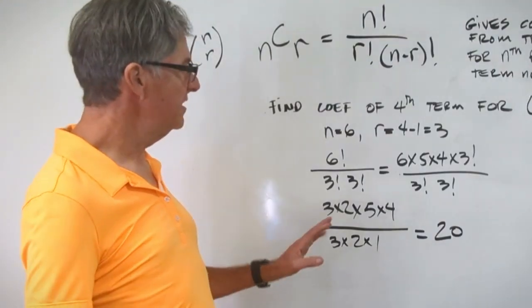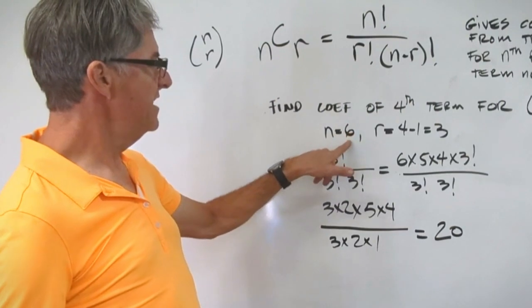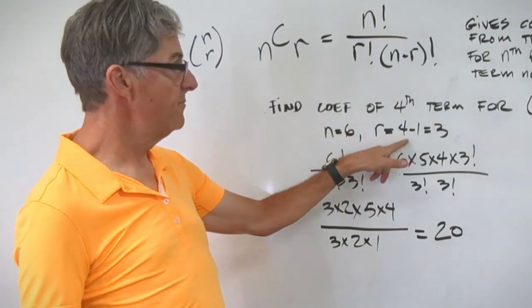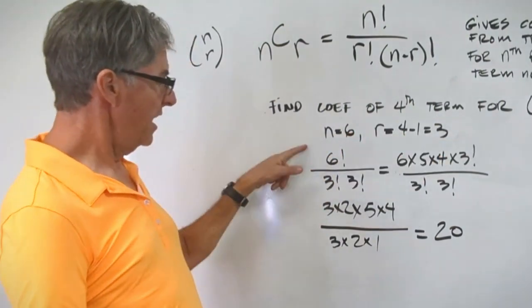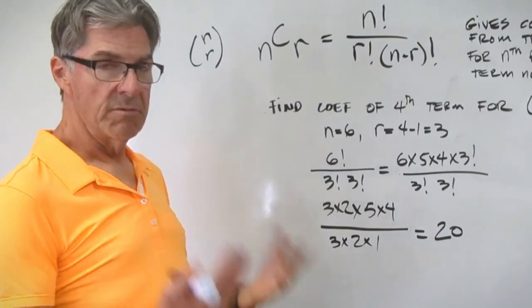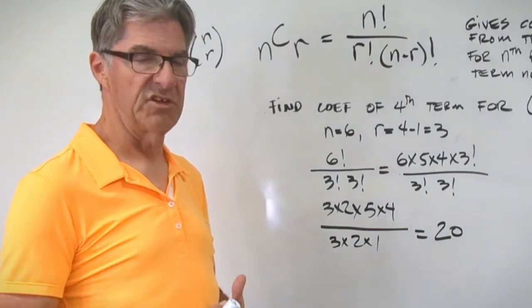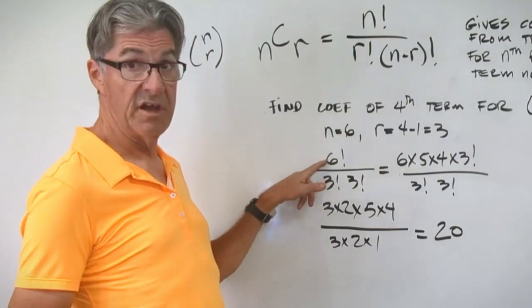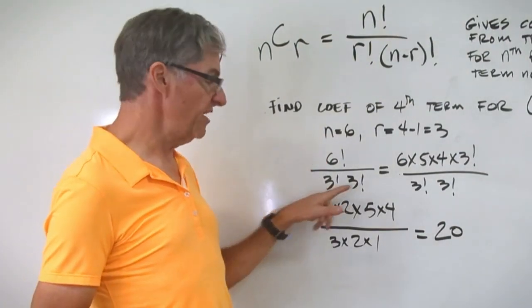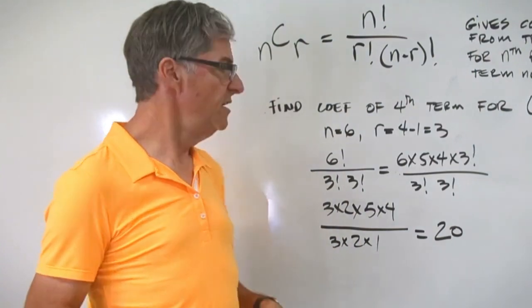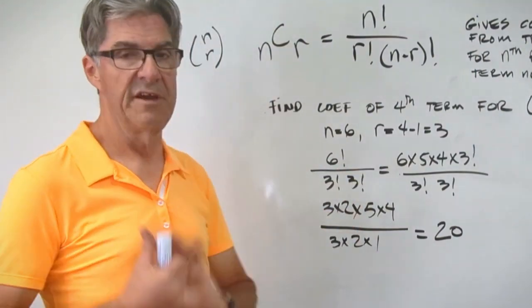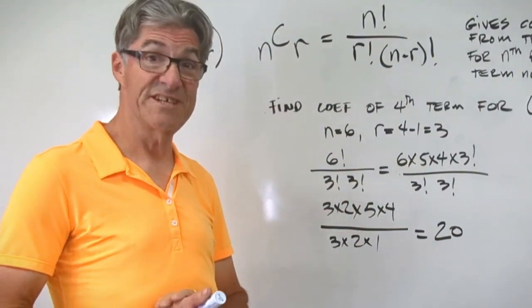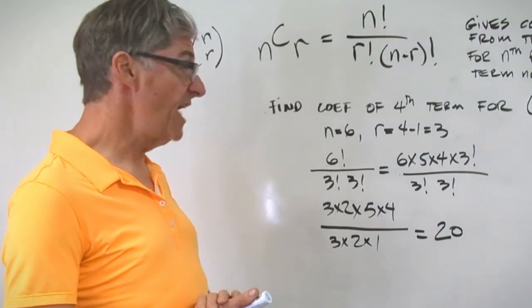So I just did my plug-in. I figured out my n is 6, my r is the term number minus 1, so my r is 3. I did my plug-in step there. Now, what we like to do with factorials is we like to cancel before we actually calculate. You can just do 6 factorial on your calculator and divide it by 3 factorial times 3 factorial. You can do that. But I think this is a better step. Plus, if you see a non-calculator portion of your test, then you won't have that tool.